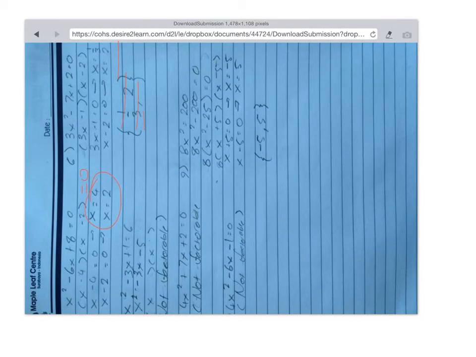So for this question, this is not factorable, you're correct. The next one is not factorable, and neither is this one.